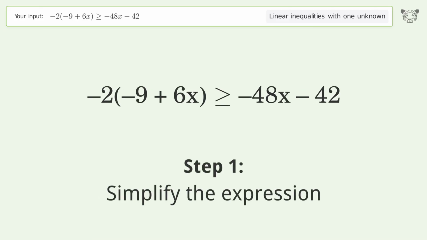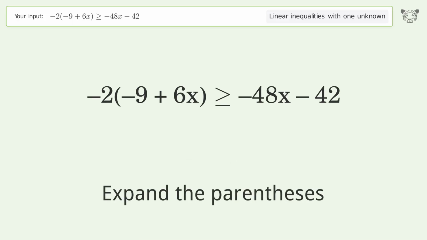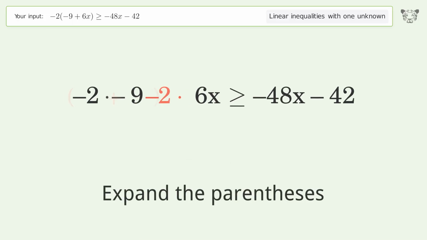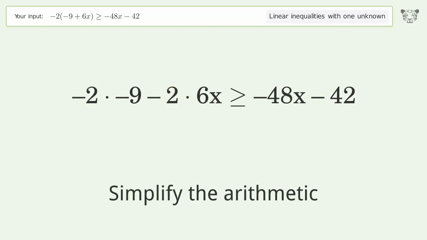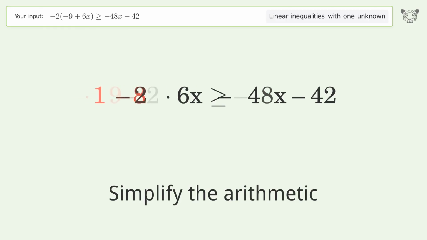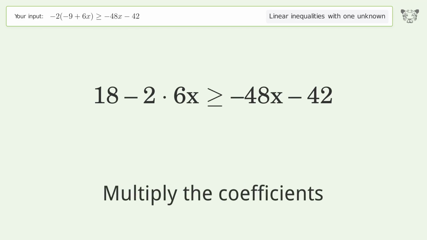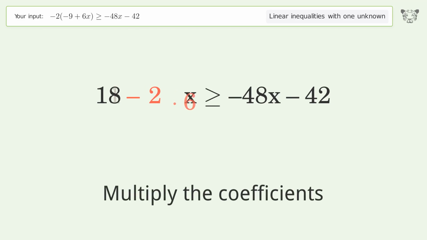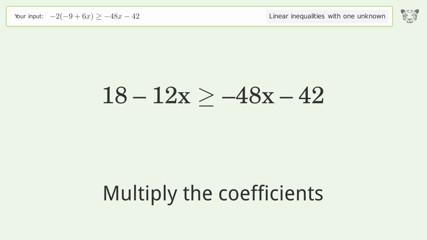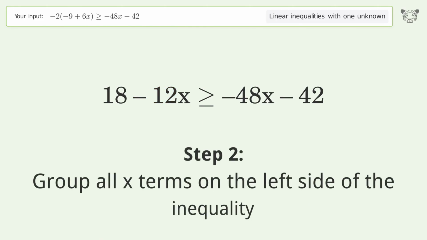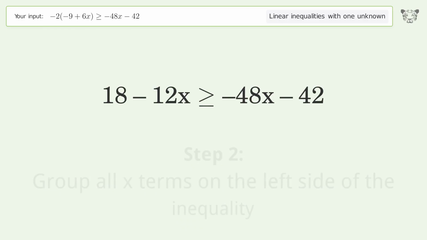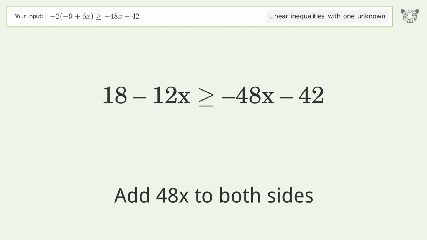Simplify the expression. Expand the parentheses. Simplify the arithmetic. Multiply the coefficients. Group all x terms on the left side of the inequality. Add 48x to both sides.